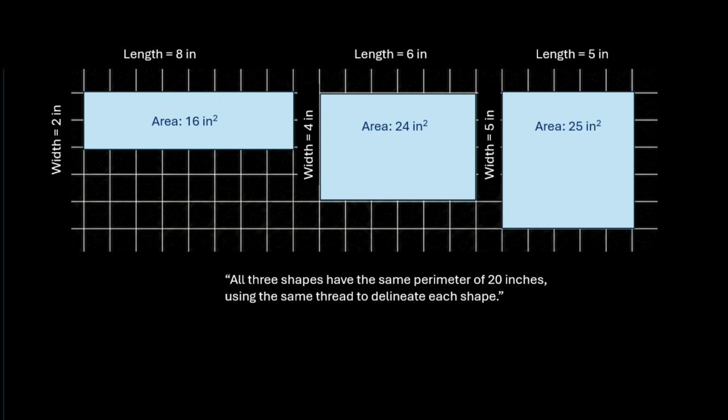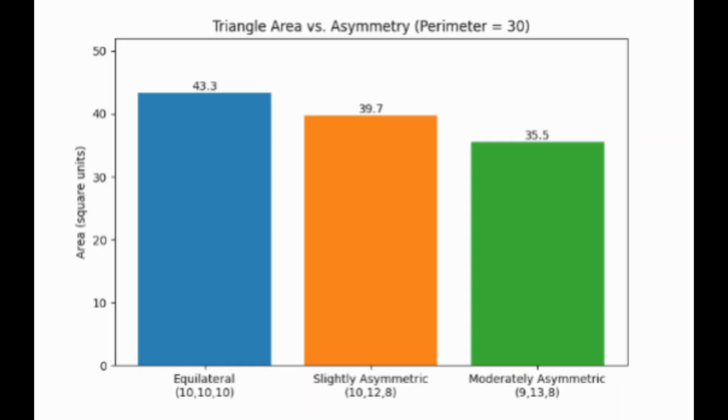When it forms a 5-inch by 5-inch square, the area reaches 25 square inches, the maximum possible for a rectangle with a 20-inch perimeter. This shows that for a fixed perimeter, greater symmetry leads to a larger enclosed area. This slide further demonstrates that it is not just regularity that matters, but the degree of regularity or symmetry. The closer a shape is to being fully symmetric, the larger the area it can enclose for a given perimeter.